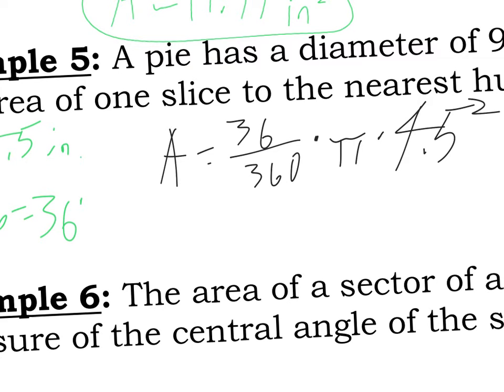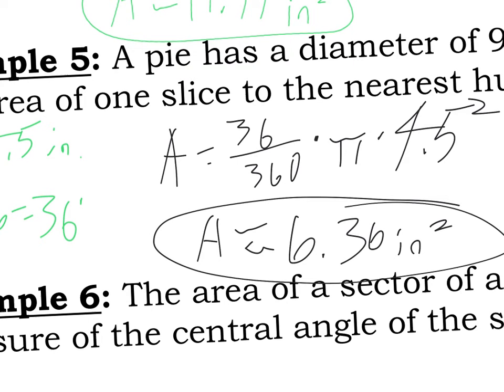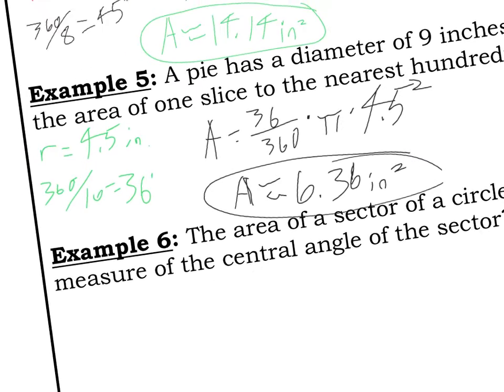Okay, you can type that all in and you'll get approximately 6.36. So A is 6.36 inches squared. And that's a 6. There we go. And this is an A. Okay. Let's move on to example 6.